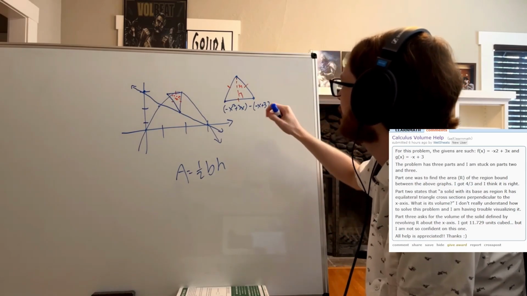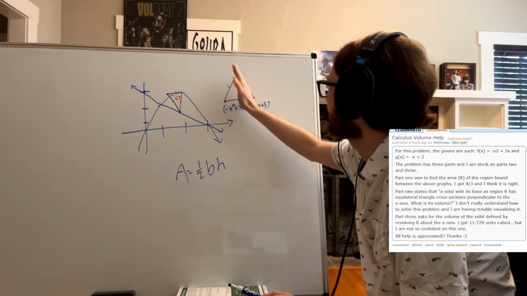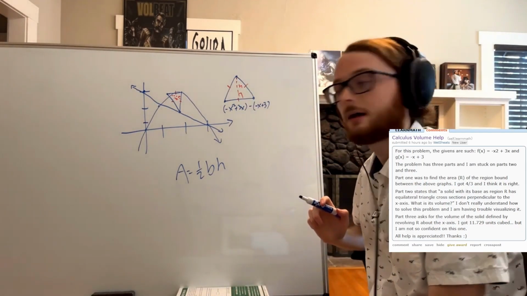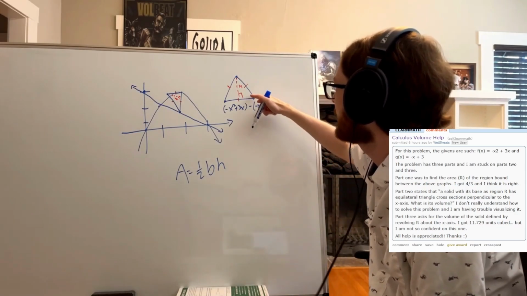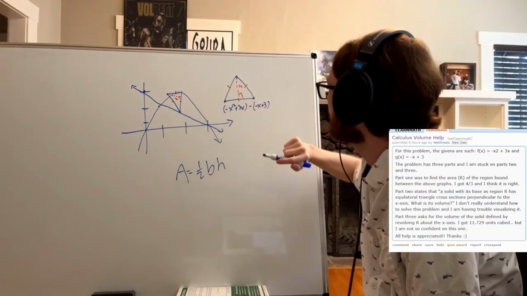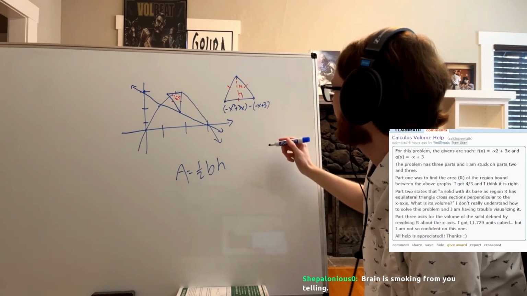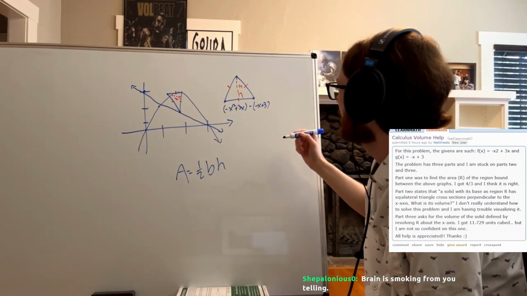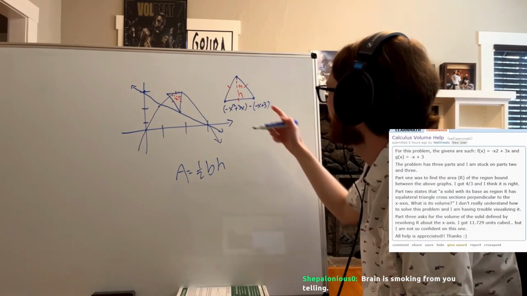We need to basically cut this equilateral triangle in half and just work on this right triangle here. Because it's equilateral, we know that all the angles inside are 60 degrees, and we can use our trig functions to figure out what the height would be.